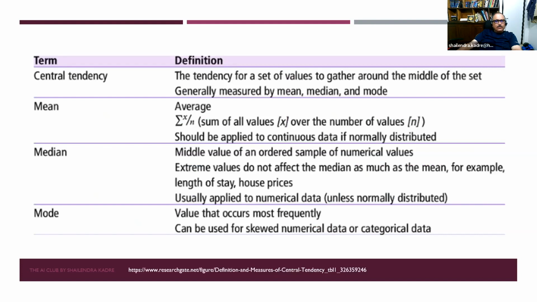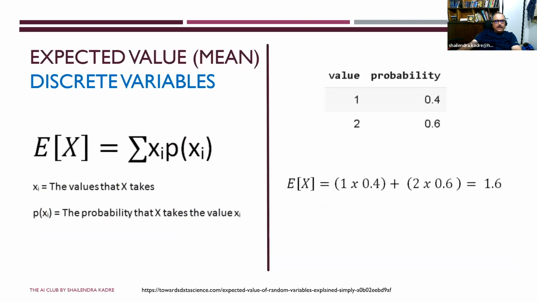Now, mean, median, mode, I think I'm not going through this slide. There is one more important concept here, very important, and might be new to people who are not from a maths background. So what is expected value? Expected value is another name given to mean, the mathematical average. Expected value is the statistical name given to mean.